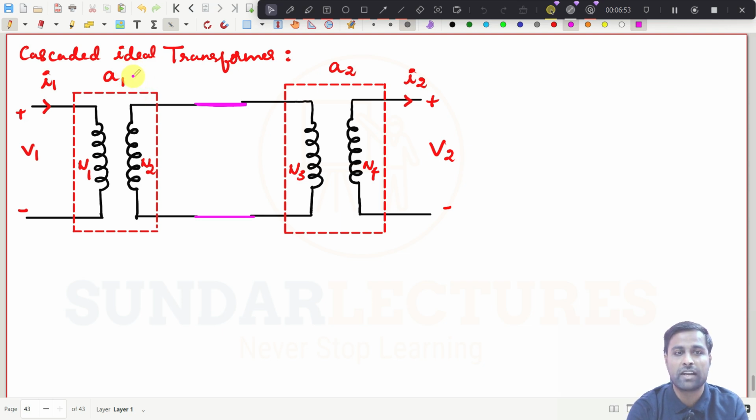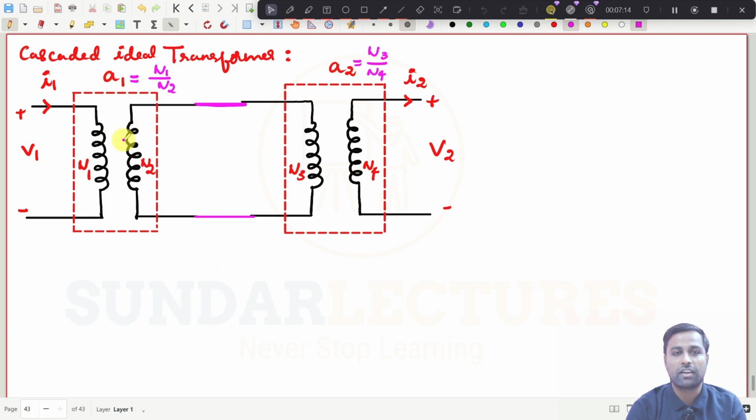What is A1 here? Simply, A1 can be written as N1 by N2. You know that one. And for this transformer, I have taken A2 to be N3 divided by N4. I am not going to write those kinds of things. So simply, I have just written this as A1 and this as A2.